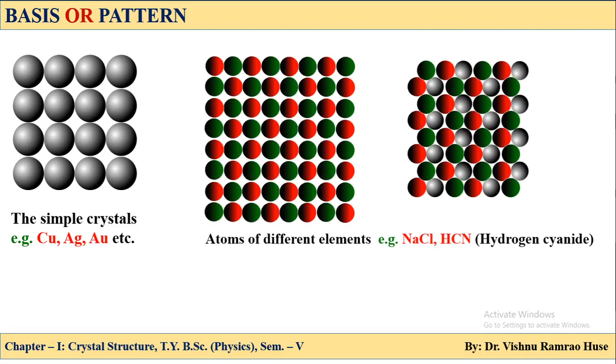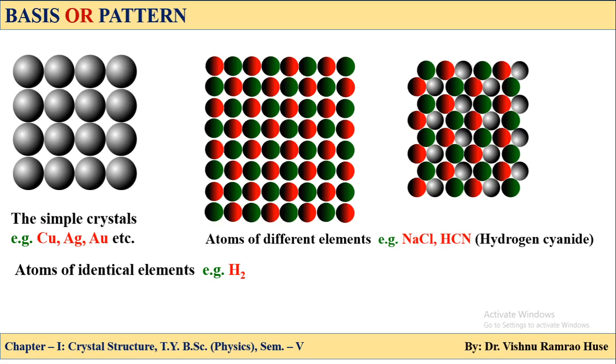Also it has been observed that some of the crystals are made up of atoms of different elements. For example, sodium chloride, hydrogen cyanide, etc. And also, it has been observed that some of the crystals are made up of atoms of identical elements. For example, H2.